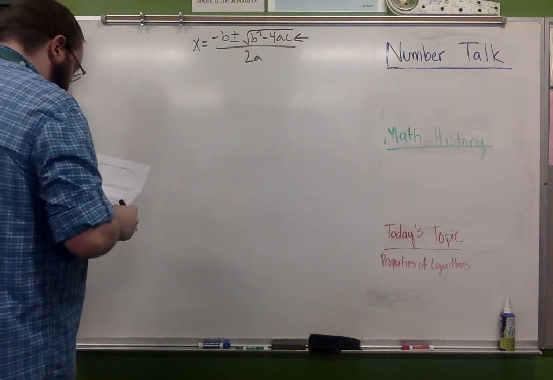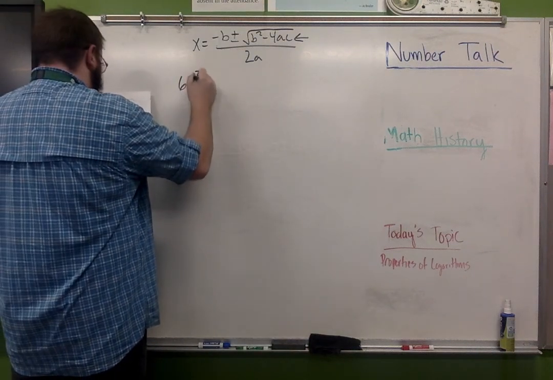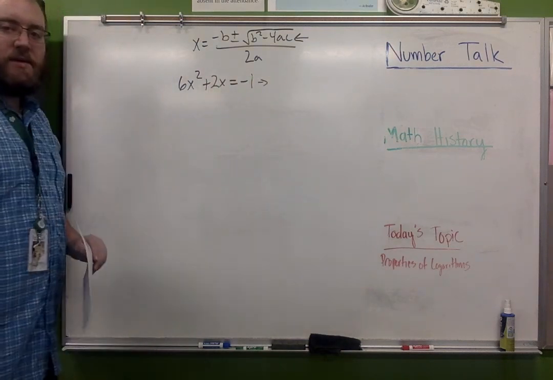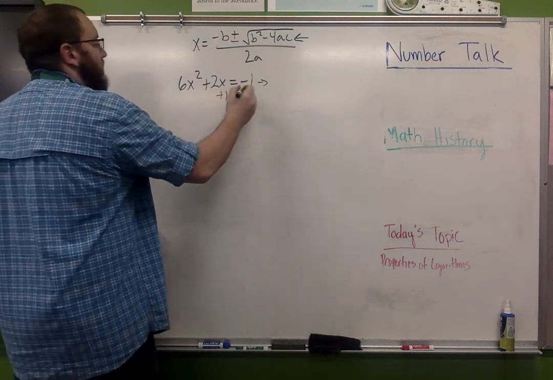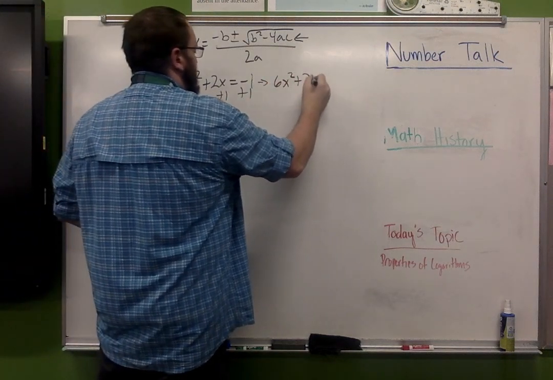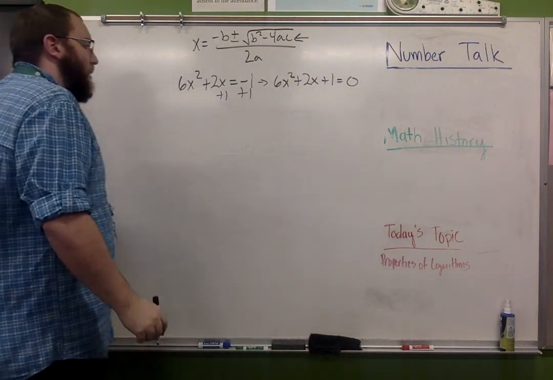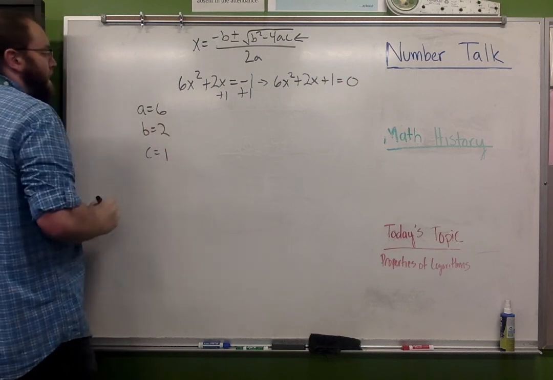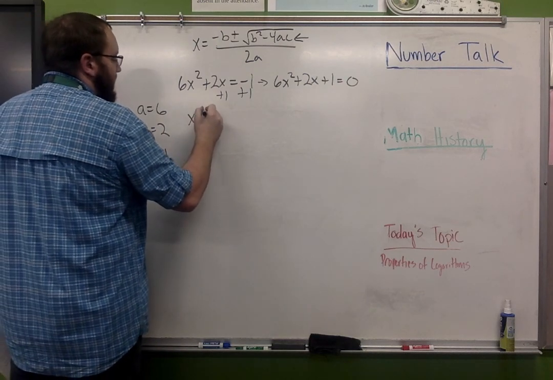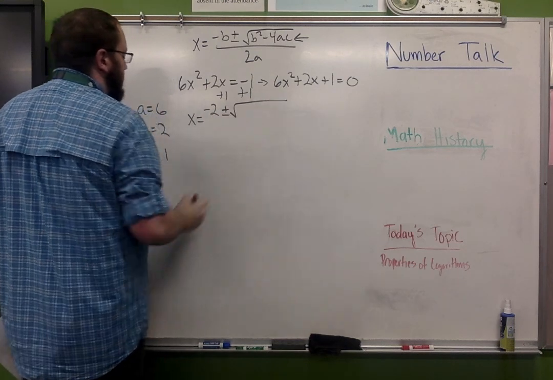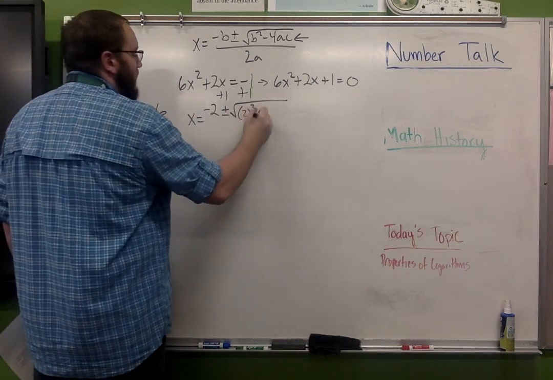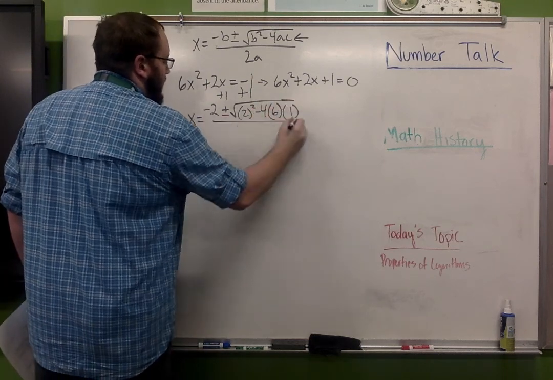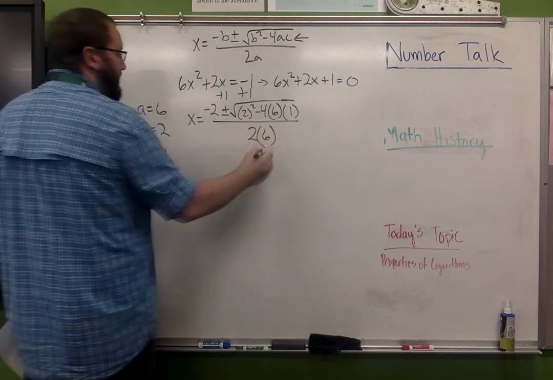Let's see here. 6x squared plus 2x equals negative 1. We need everything on one side, 0 on the other, so I'm going to add 1 to both sides. So here the a is equal to 6, b is equal to 2, c is equal to 1. So x equals negative b, so negative 2, plus or minus the square root of b squared, 2 squared, minus 4 times a, which is 6, times c, which is 1, all over 2 times a, which is 6.